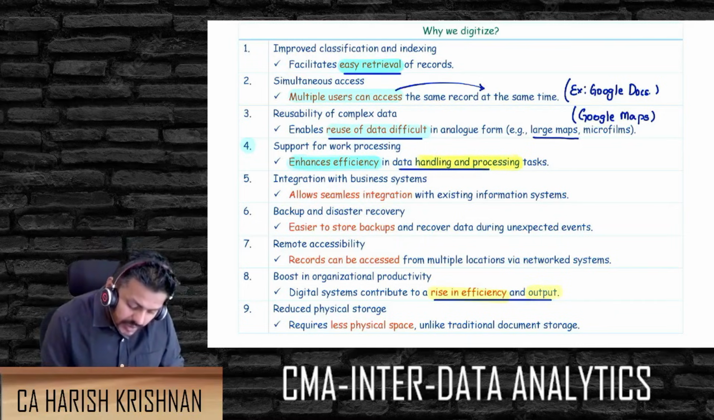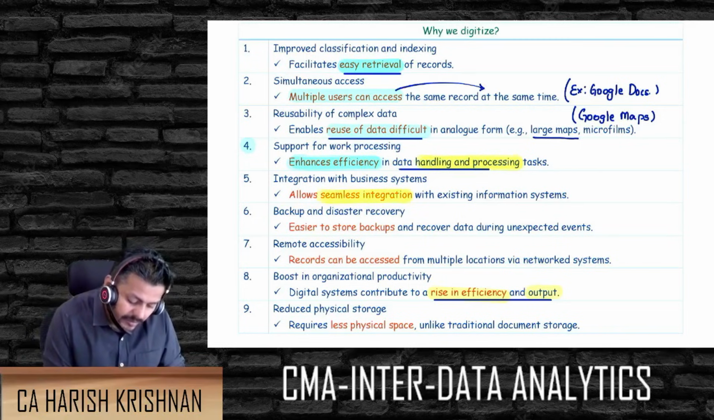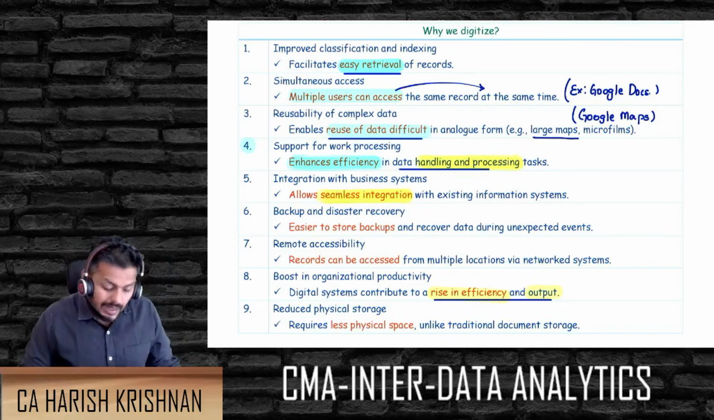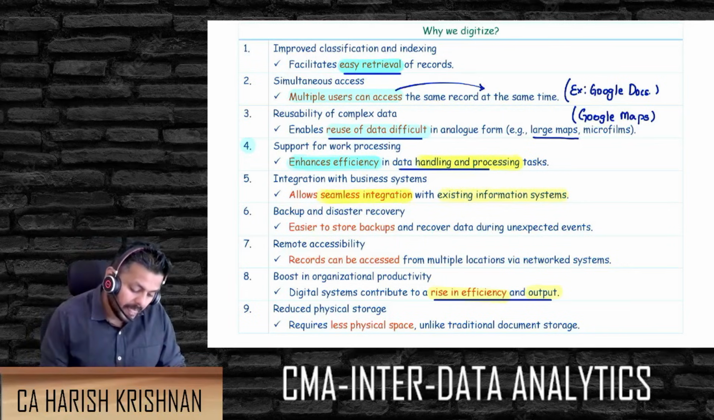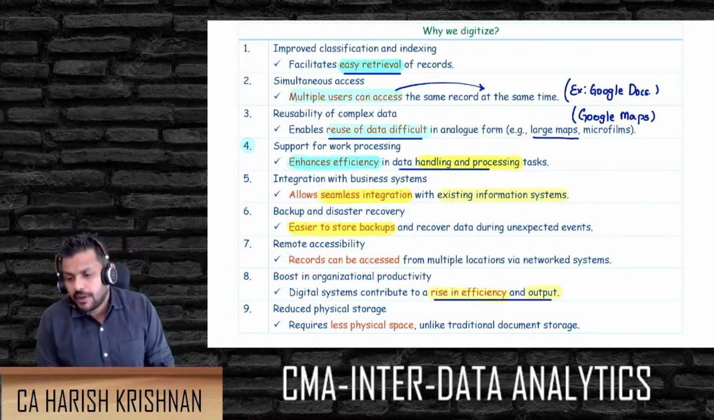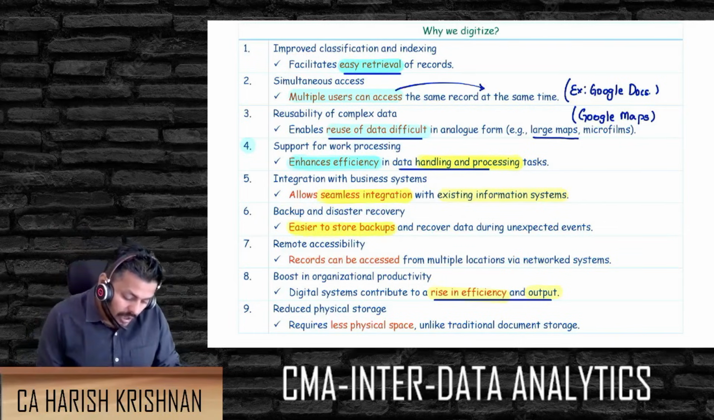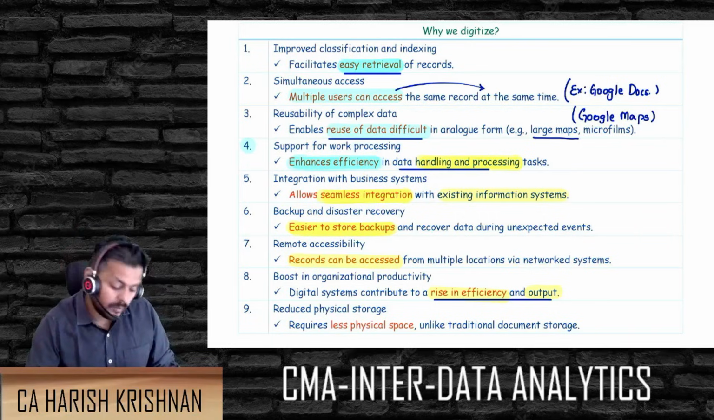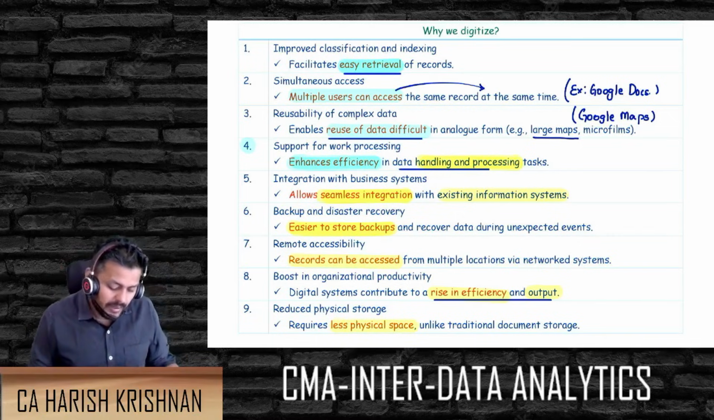This is for efficiency in output, and allows seamless integration. Seamless means without any breaks or any flaws. Allows seamless integration with existing information systems. Easier to store backups because you don't have to keep anything on paper or anything like that. You can comfortably store backups, and records can be accessed from multiple locations via network systems, and it requires very less physical space unlike traditional document storage.